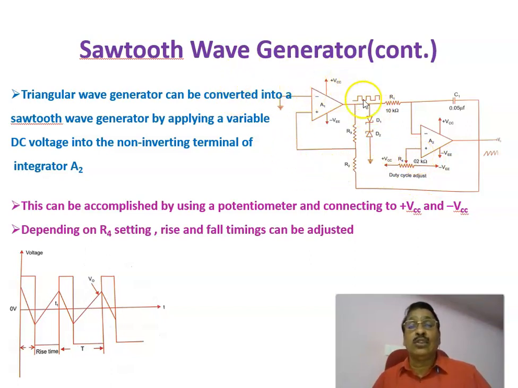All others are the same. The two-level comparator is there, an integrator is there. The only thing is that this voltage is a variable voltage that varies from plus VCC to minus VCC. This can be accomplished by using a potentiometer connected to plus VCC and minus VCC. Depending upon the settings, the rise time and fall time can be adjusted.